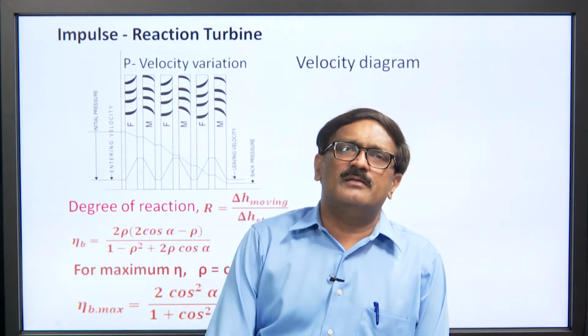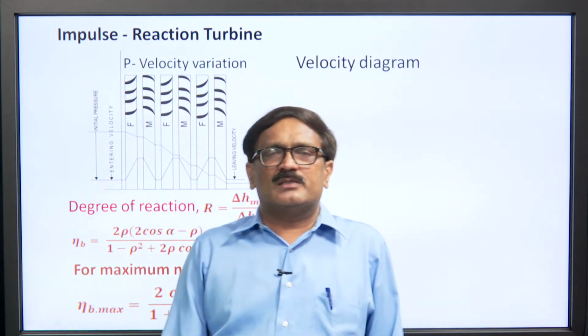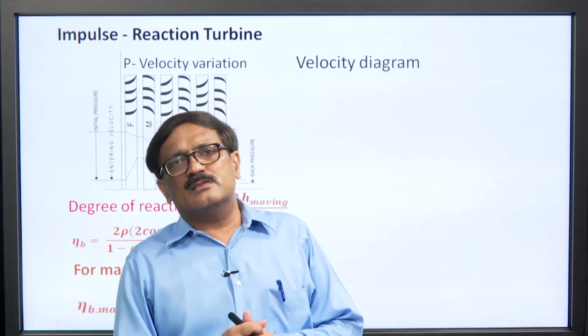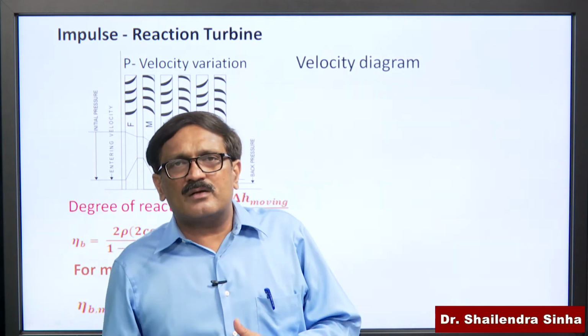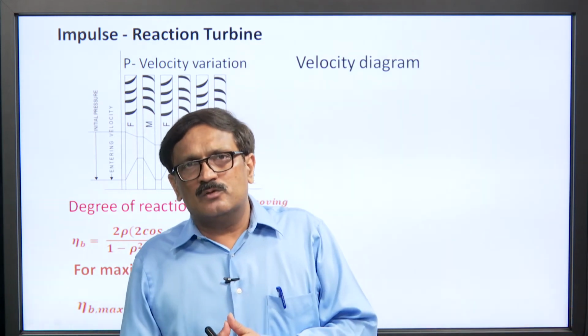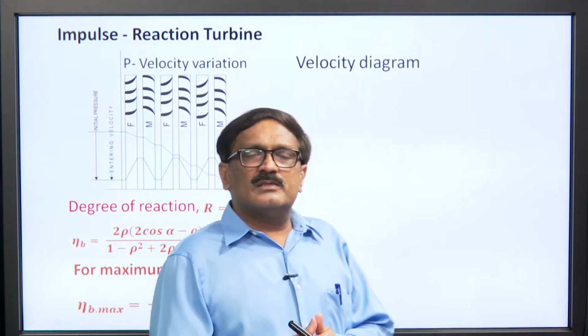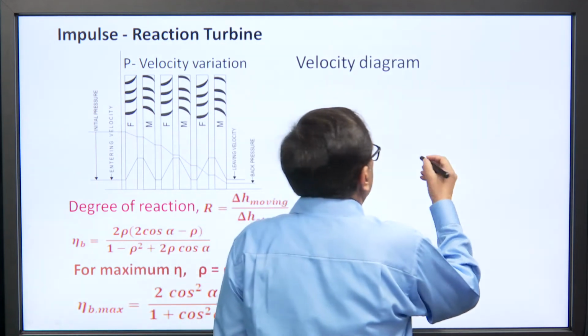Whatever reaction turbine is there is known as the impulse reaction turbine. Some part of the energy is converted from the impulse action, and some part of the energy is due to the reaction force. So, two types of forces are there, the impulse force and the reaction force. Suppose we can draw the velocity diagram.